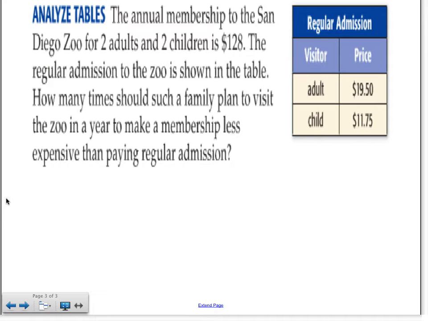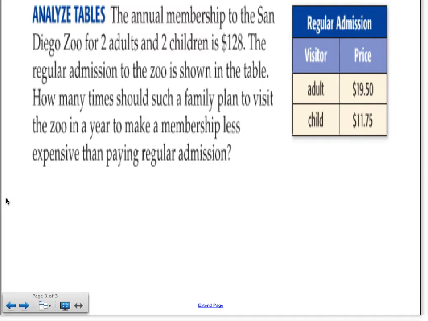The regular admission, now what does it mean to say regular admission? This is like the day-to-day pass. You know, when you feel like going that day, you have to pay this amount. So it's shown in the table. For one adult, it costs $19.50, which is almost 20 bucks. And for one child, it's $11.75.